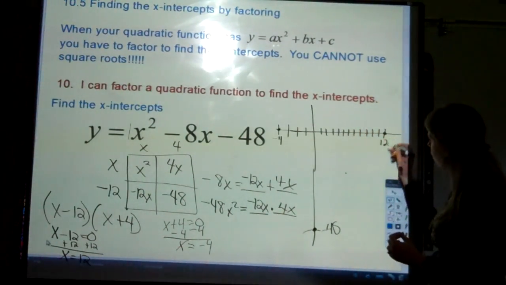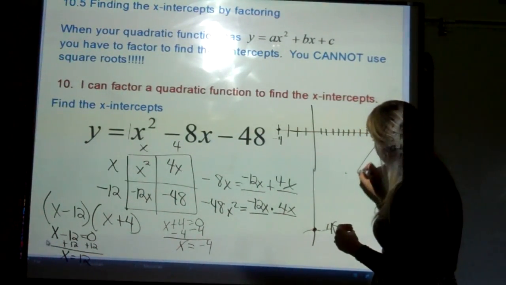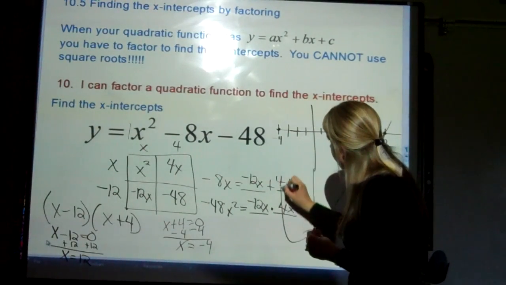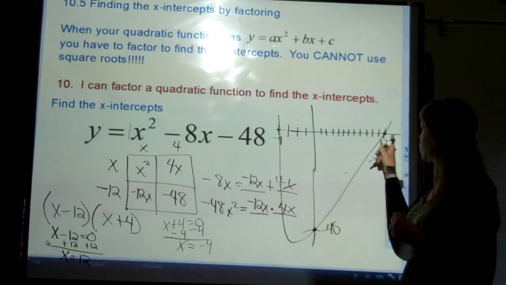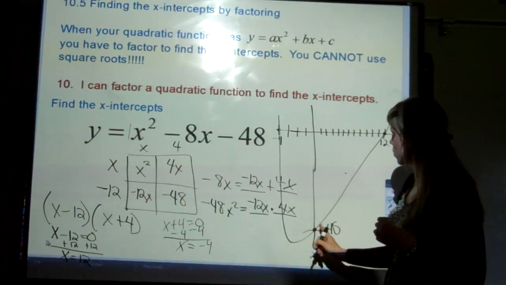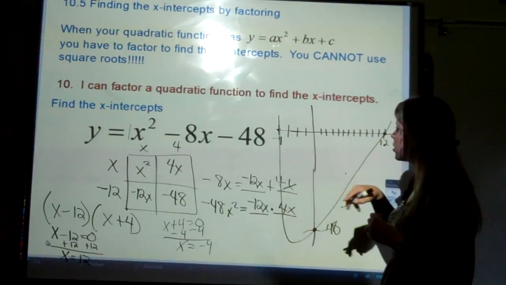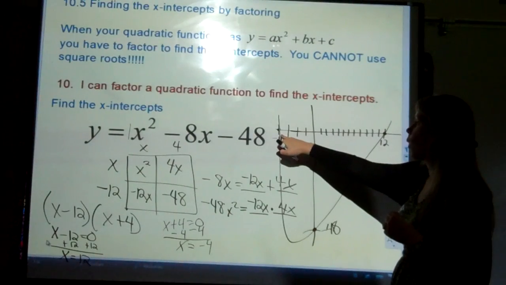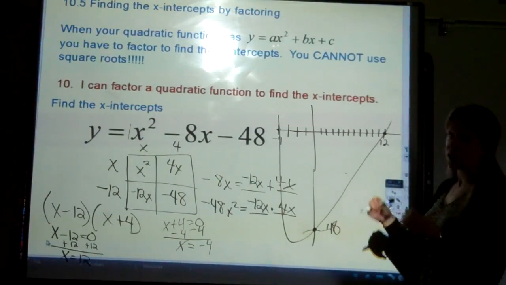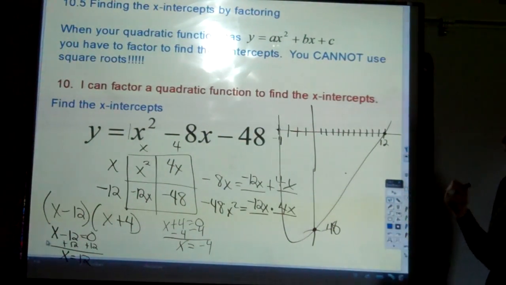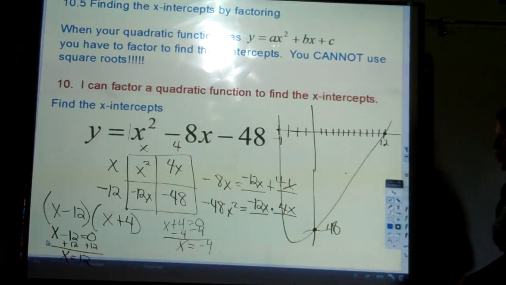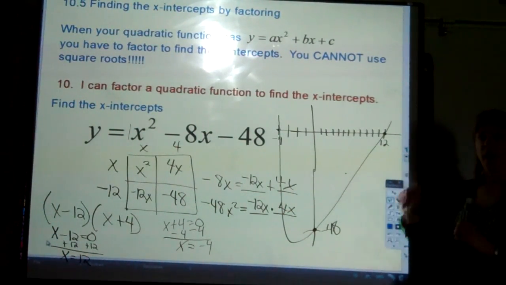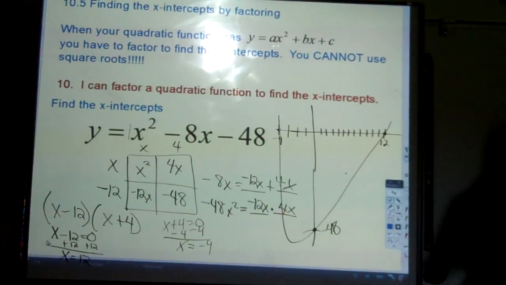And that gives us a good picture. We know the parabola is going to open up. It touches at negative 48 and then also starts at positive 12, goes through negative 48 on the y-axis and touches at negative 4 on the x-axis. This helps us get a picture of what the parabola looks like if we didn't have a graphing calculator. So let's try one more example of factoring to find the x-intercepts.